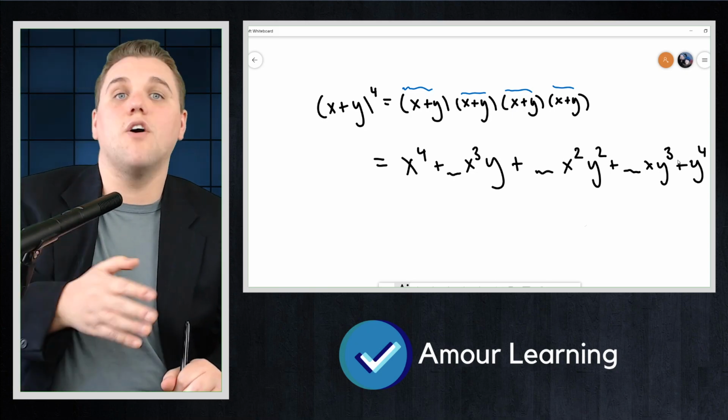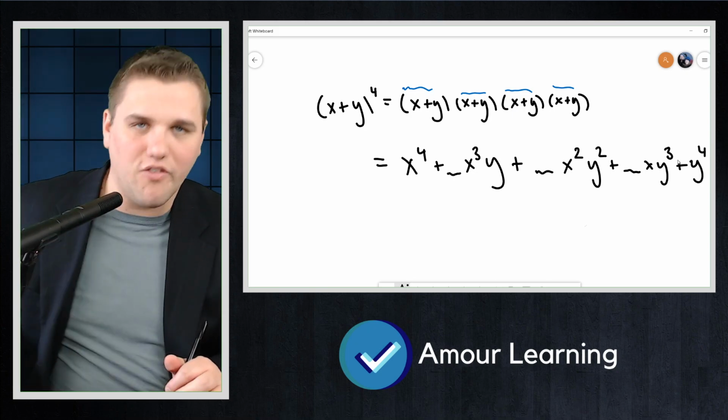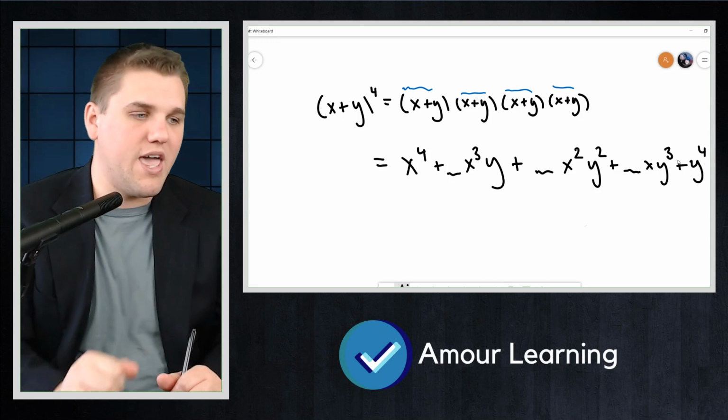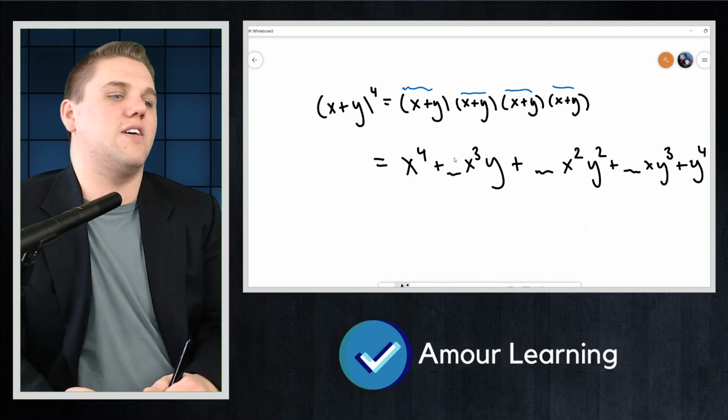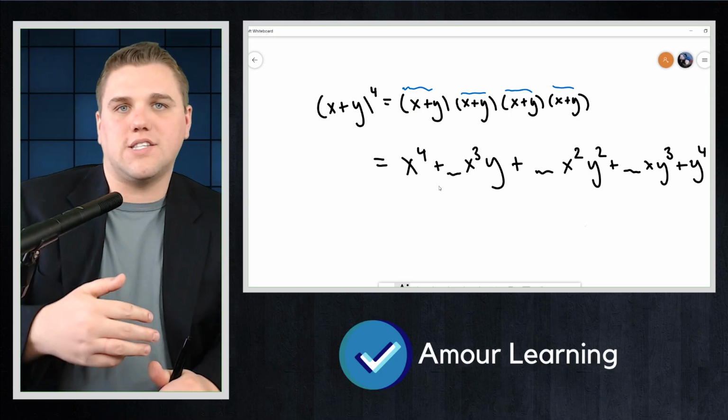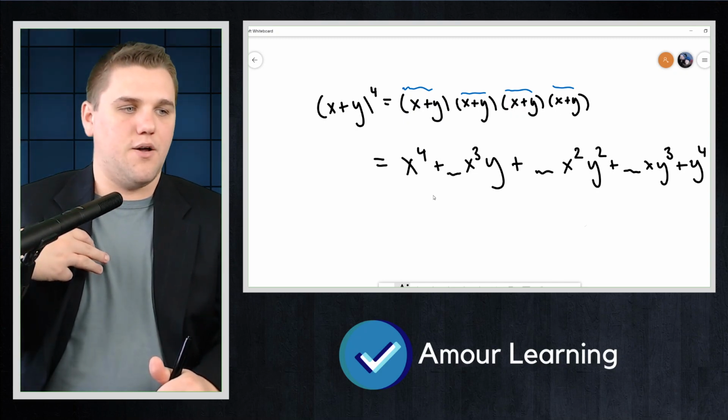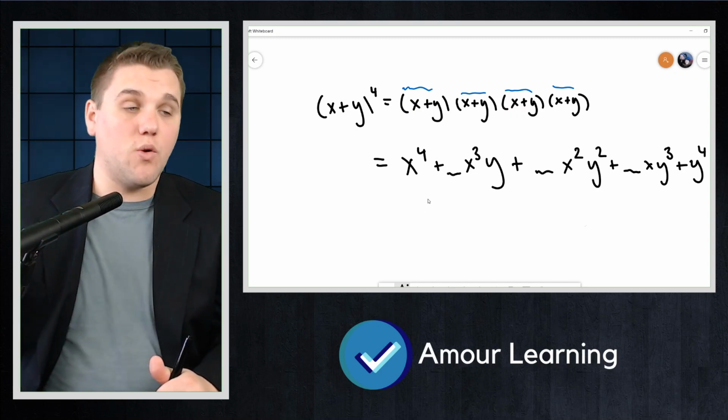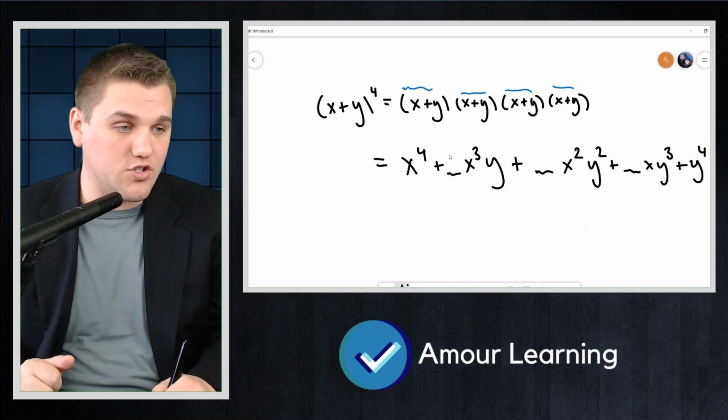There's only one way of getting 4 y's, and that's if you choose all of them to be y's. Now, how many x cubed y's do we have? Well, that's the same thing as choosing 3 x's and only 1 y. There's only 4 ways of doing that.